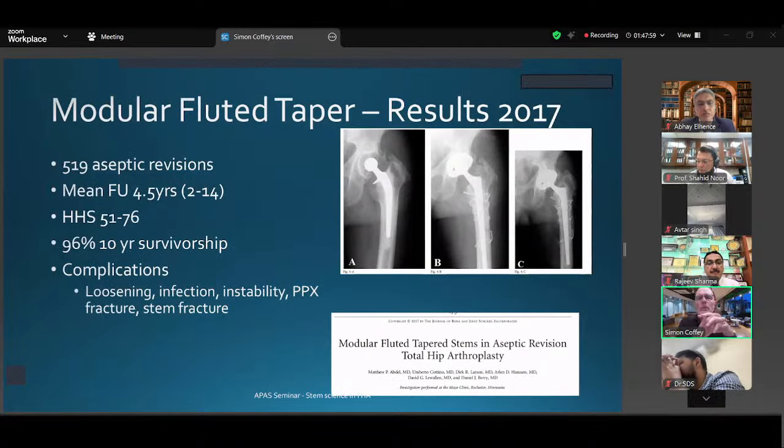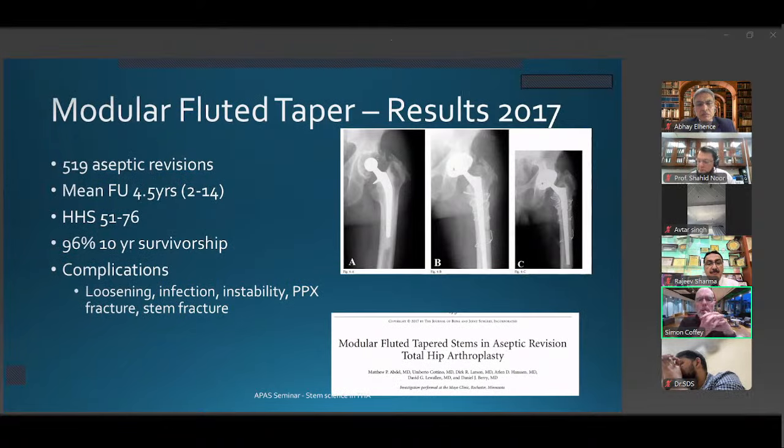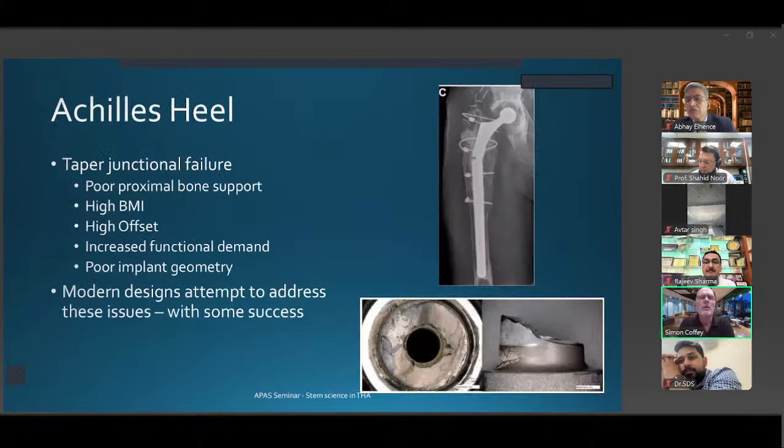This group of patients, this is from the Mayo, 519 aseptic revisions using the distal tapered stem, excellent survivorship, usual list of complications, but very satisfactory clinical results. So why don't we just use modular tapers in every situation? Well, the concern is the Achilles heel of the modular tapered stem is junctional failure.